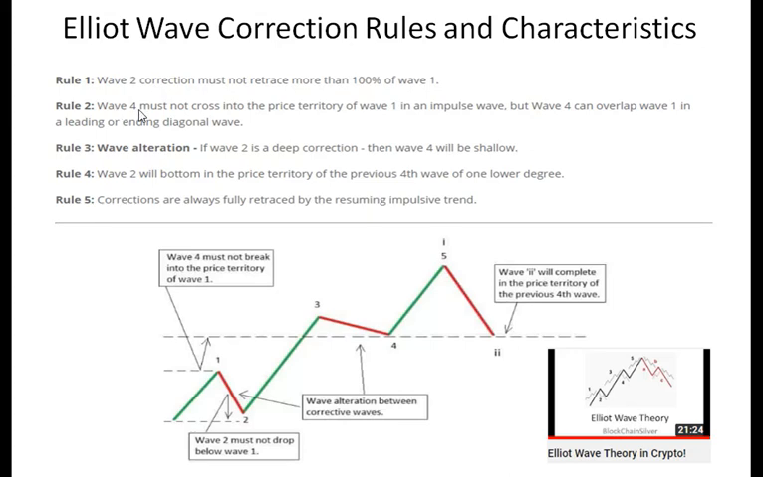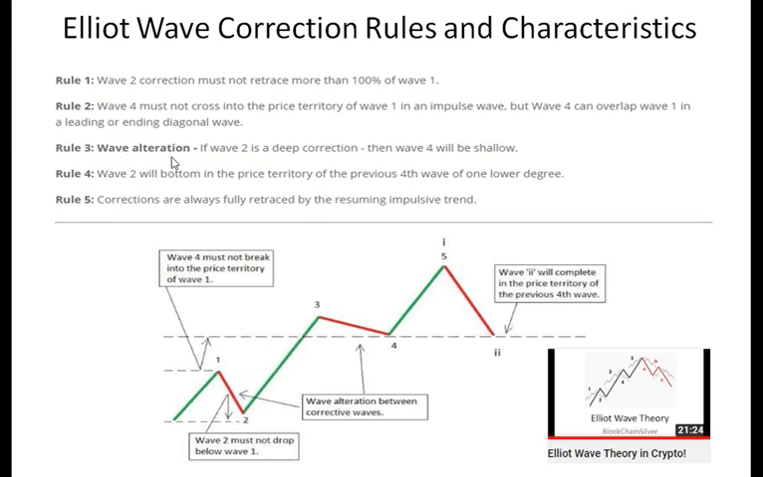Rule 2 is that Wave 4 must not cross into the price territory of Wave 1 in an impulsive wave. So Wave 4, which is this one here, can't go down past Wave 1. But in a few very rare scenarios, it can overlap Wave 1 in a leading or ending diagonal wave. And if it does that, it usually does not go too far. This would be the Wave 4. It comes down and maybe goes like that, just touches in there some.